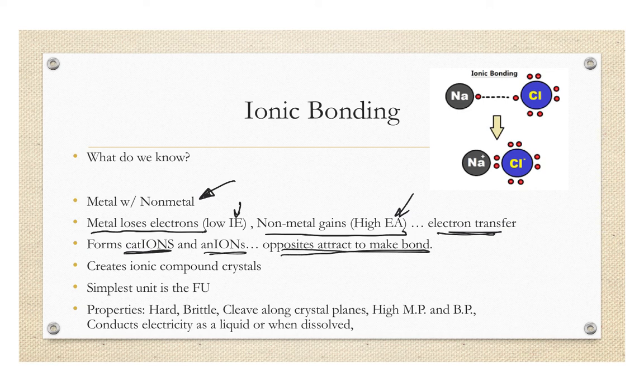Those opposites attract to make a bond, and when they do that, they form an ionic compound, which typically is crystalline in form. The simplest unit of an ionic compound is a formula unit, and they have these properties. They tend to be hard, brittle, cleave along crystal planes, have a high melting point and boiling point, and conduct electricity as a liquid or when dissolved. We'll get more into the properties in future units when we talk about different types of solids.